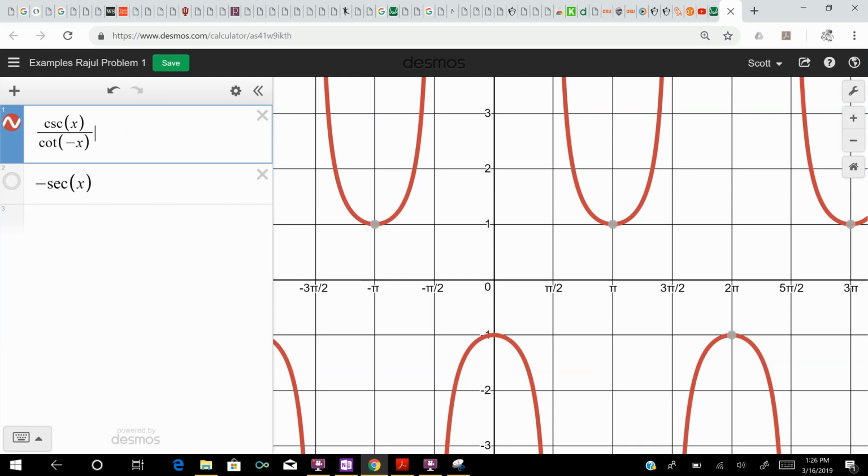As we can see, we've got cosecant of x over cotangent of negative x. I've changed the alphas into x's. And as long as our negative secant of x overlaps it, we know that we got it right, and it did. So we got that one right. That was examples, problem number 4.